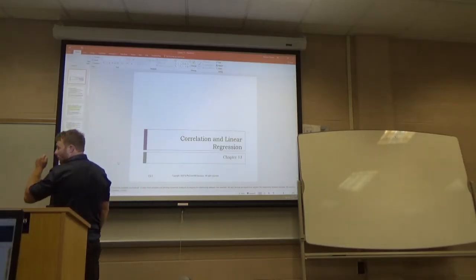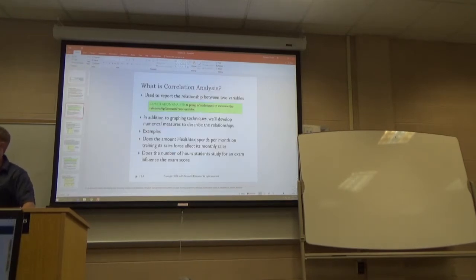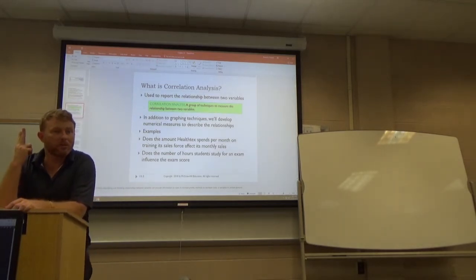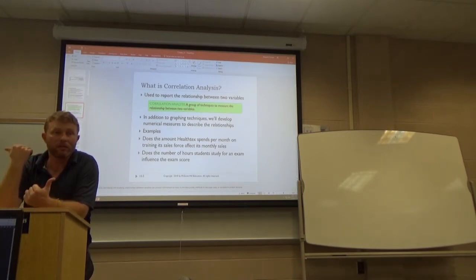All right, so correlation, linear regression. What are we talking about? What is correlation? Quickly. What is it? A bunch of tools to measure what? Two variables, and what are we measuring between the two variables? The relationship, but what about the relationship? What characteristics of the relationship? The direction. Direction and what? Strength, remember?